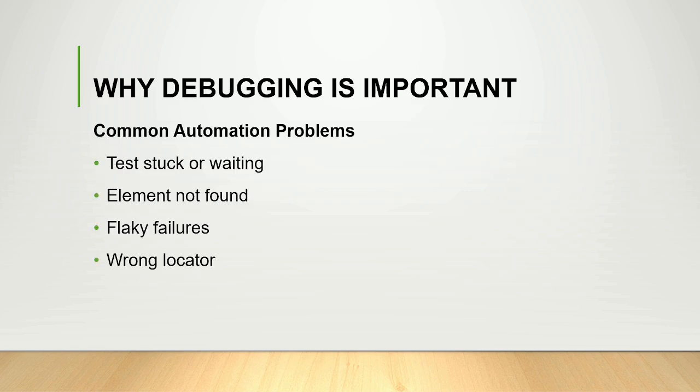So let's see why debugging is important. Every automation engineer faces this problem. A test is stuck, an element is not found, or a test passes today and fails tomorrow. Many beginners think automation is only about writing code, but in reality, automation is about understanding failure. If you cannot debug a failing test, you cannot scale automation. So that's why debugging is a critical skill for every Playwright tester.